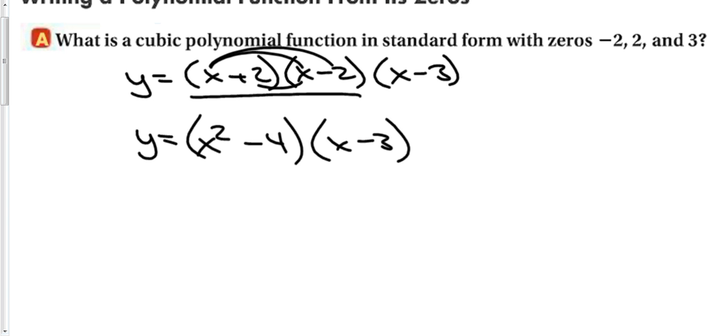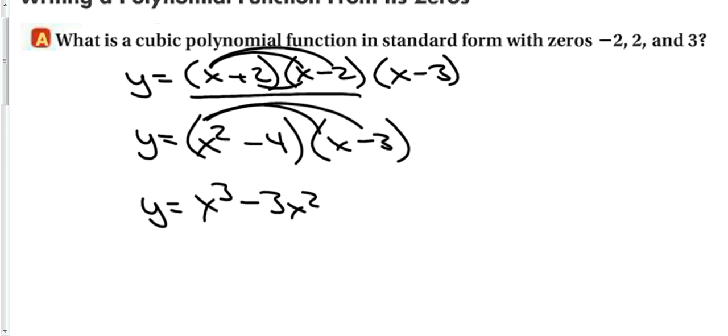Now I'm going to use FOIL, or my double distributive property. X squared times x gives me x to the third minus 3x squared minus 4x plus 12. And that is my polynomial function in standard form.